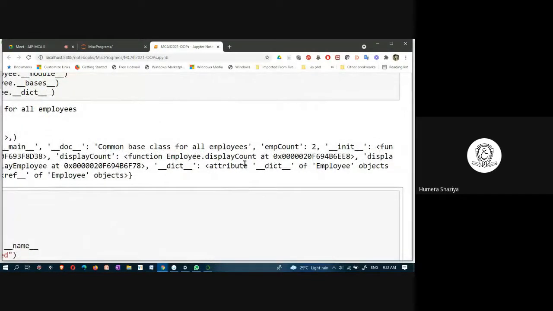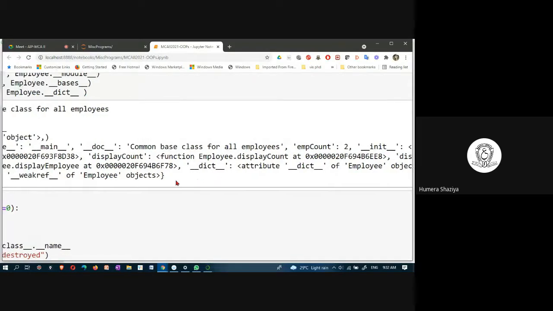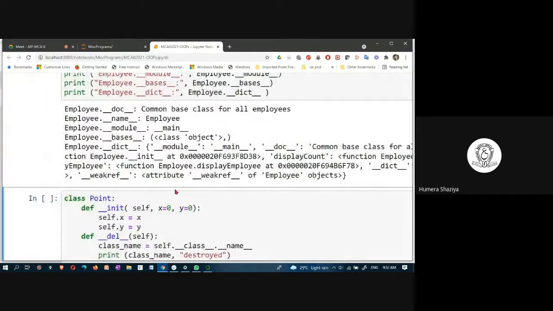Dict is an attribute that holds the employee objects. Weakref is an attribute of employee objects. Weakref is also an attribute. The last print statement, please observe, this is the output of the last print. The output of Employee.bases is the class object, whereas the output of the last print statement is all these names and their description.